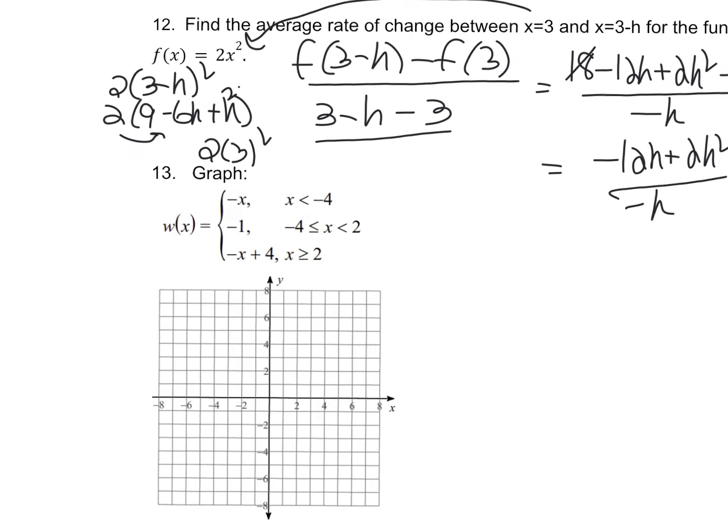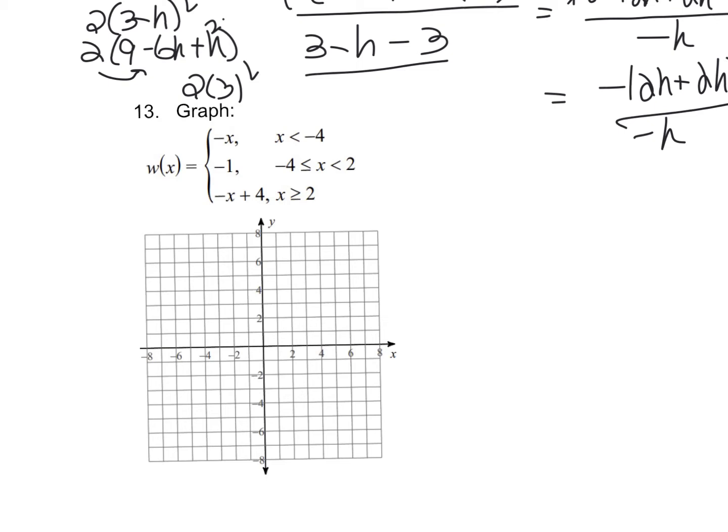All right, last one, 13. Piecewise, your favorite thing to graph. Mine too. I think it's everybody's. Take the negative 4 first and plug it in there. If I plug negative 4 in there, because it's negative, it'd be negative negative 4, which is positive 4. So I'm going to go negative 4, positive 4, empty circle, right here.